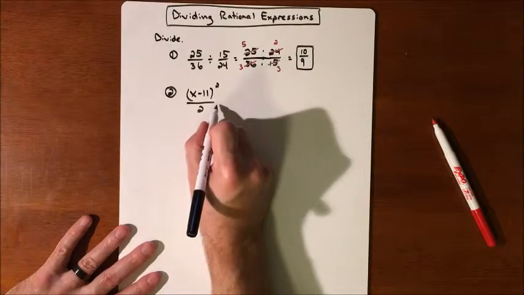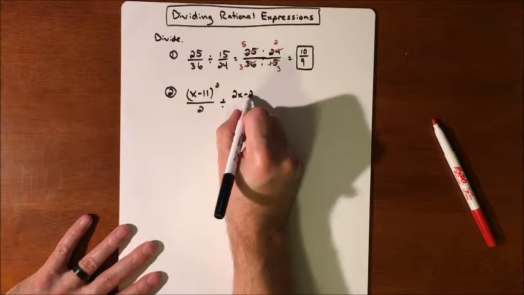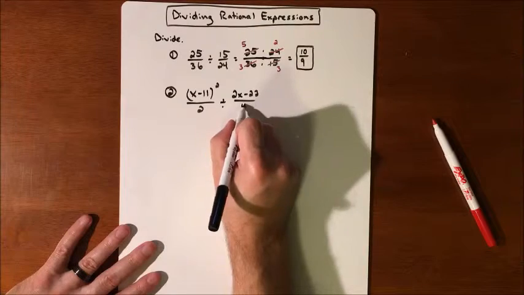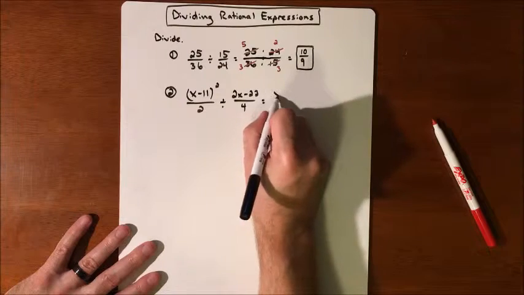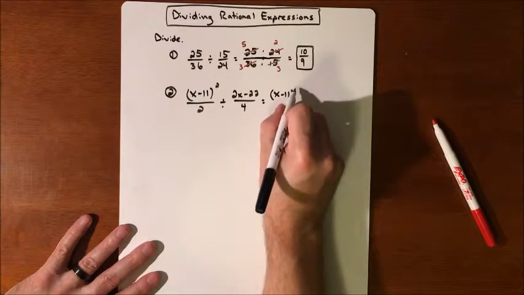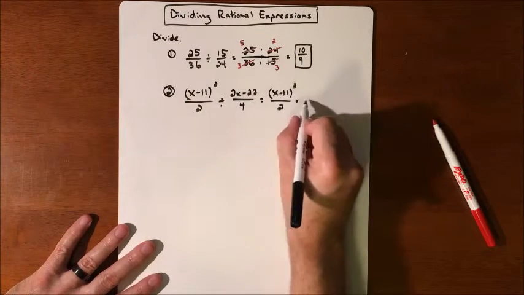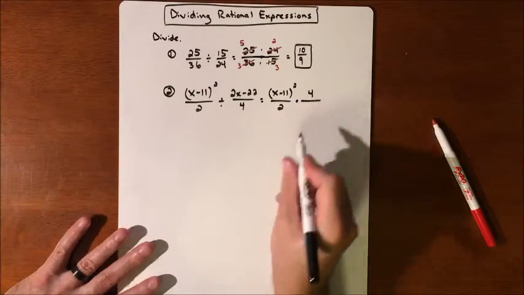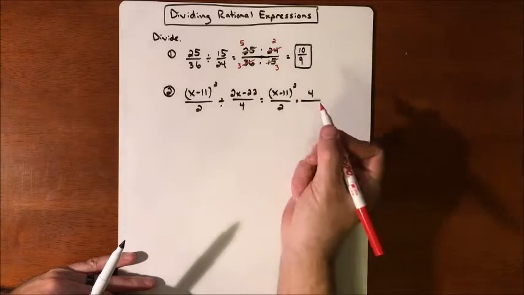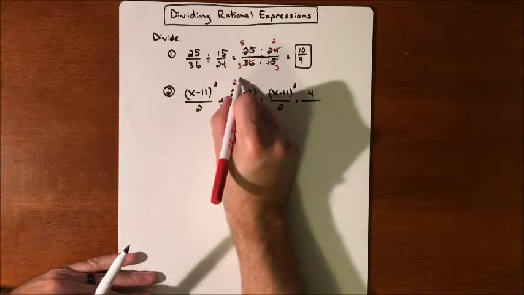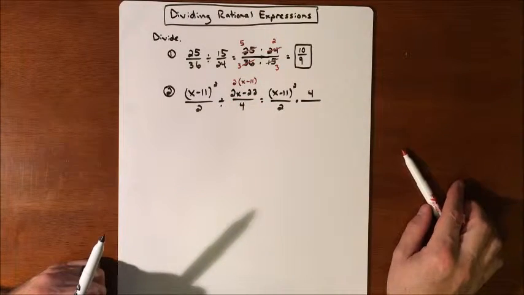So we'll have something like this: (x minus 11) squared over 2 divided by (2x minus 22) over 4. What we're going to do is multiply by the reciprocal. So this (x minus 11) squared over 2, we're not going to divide, we're going to multiply by the reciprocal, and at the same time I'm going to factor that. Because that's going to go into the denominator, but I might as well factor it at the same time. So I'll divide a 2 out, that'll leave us with an x minus 11. So that is going to go into the denominator.